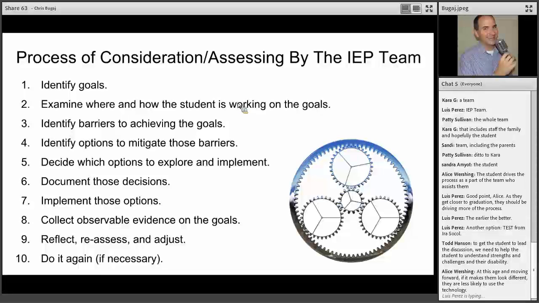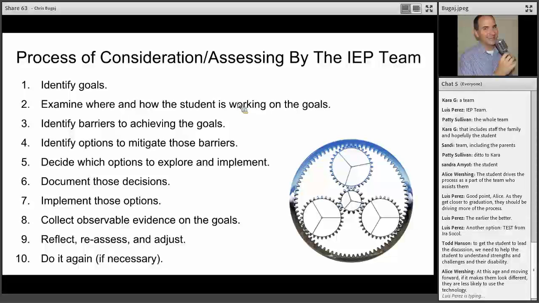And if there aren't any barriers, then great. Maybe we don't need to put anything else in place. But if barriers exist, we have to examine what those are, and then come up with a list of options for how to reconcile those barriers. It's important to think of it as options because the next step is to decide which of those options you're going to put in place. You make a list, and then you say, okay, which ones are we going to put in place, which ones first, which ones later. Then you document those decisions, implement them, and then collect data on how the student is doing.